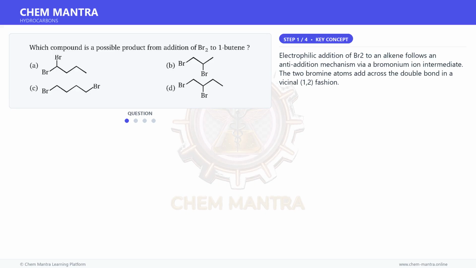Electrophilic addition of Br2 to an alkene follows an anti-addition mechanism via a bromonium ion intermediate. The two bromine atoms add across the double bond in a vicinal 1,2 fashion.